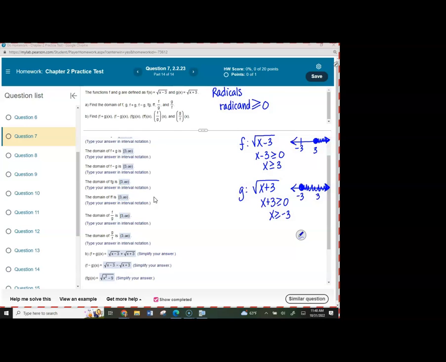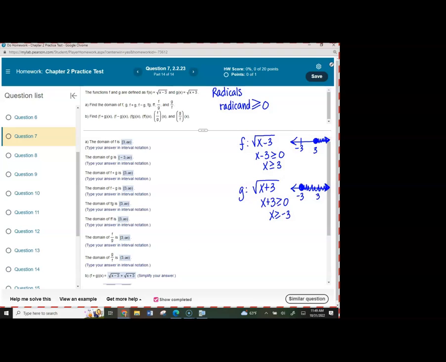So now I can see what numbers are allowed to go into F. It's anything 3 or higher. I can see what numbers are allowed to go into G. It's anything -3 or higher. And then now you have to check it. All right, so domain of F, that would be bracket 3 to infinity. Domain of G, that would be bracket -3 to infinity.